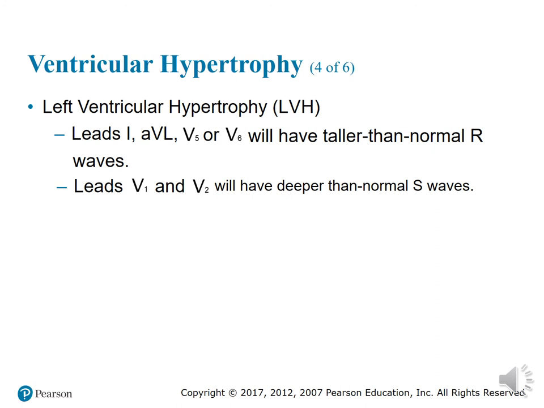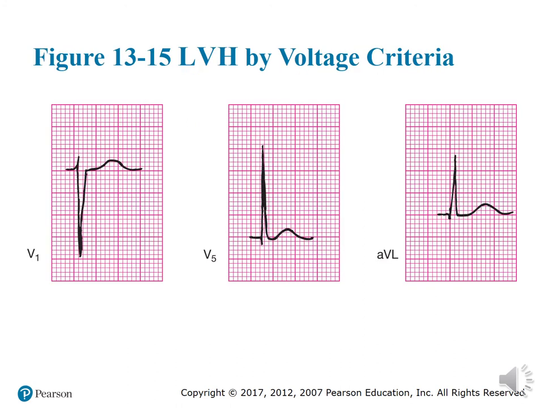LVH: leads I, aVL, V5 or V6 have taller than normal R waves. Leads V1 and V2 have deeper than normal S waves. Okay, see that here. So here's your R. Look at the deep S wave. We had a little Q right here. It's a tall R wave here. Tall R wave here.